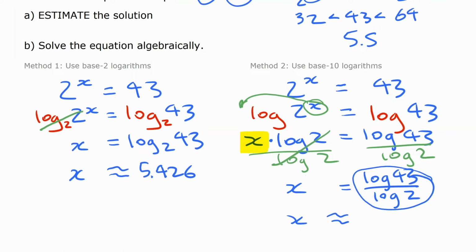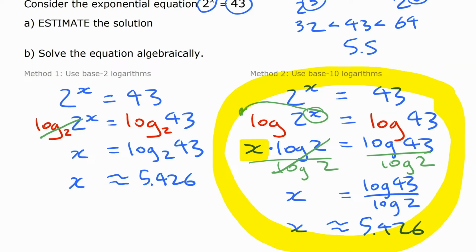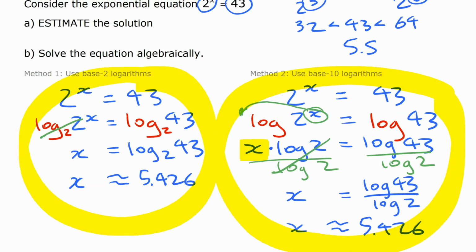This is an exact value, but what I'm writing now is an approximate. So I'm saying approximately equals there, because I want to be kind of proper about what I'm doing here. 5.426. Now you might be thinking at this point, why on earth would you do it this way when this looks so much simpler and quicker?